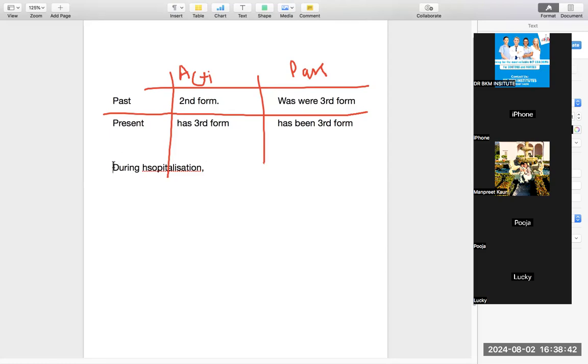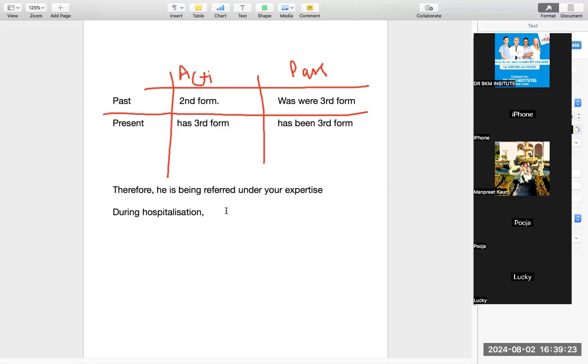How do we know we are about to discharge the patient? Because in the first paragraph, last line, we say, therefore, he is being referred under your expertise. If you can understand this tense, he is being referred, is plus being plus third form, is passive voice, present continuous tense. That means we are saying that we are discharging the patient at this present moment. So during hospitalization is obviously past, because now we are discharging the patient.